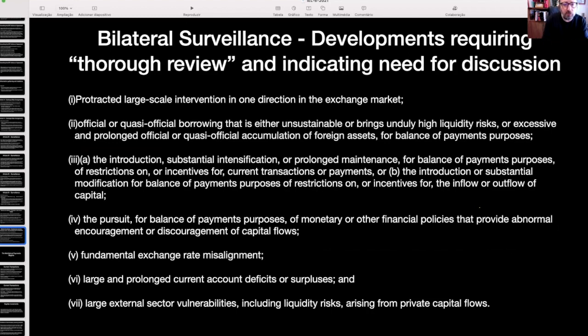Okay, this is just to complete things. You have on the slide a more thorough review of indicators. So what will the IMF look at in terms of bilateral discussions?